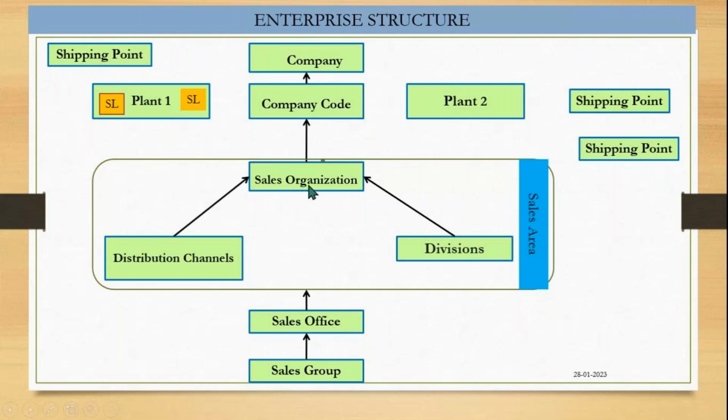So the sales organization I am assigning to company code. Company code is assigned to company. So whatever we do, there is a connection. Finally, it will update at the company level. Okay.